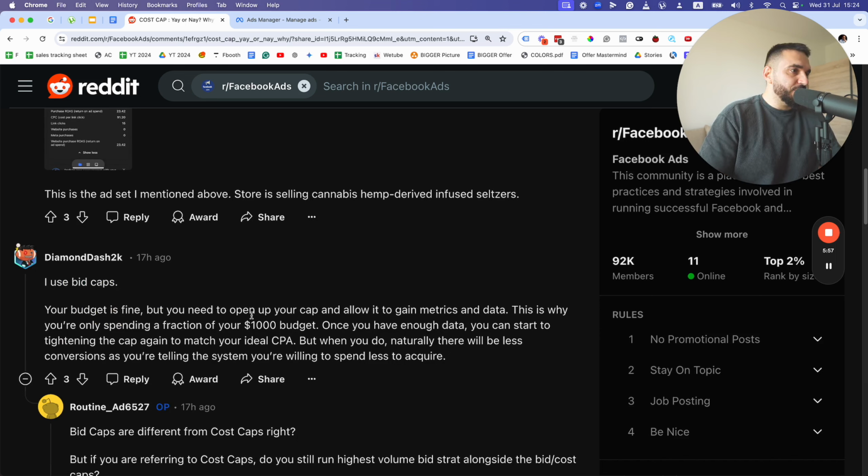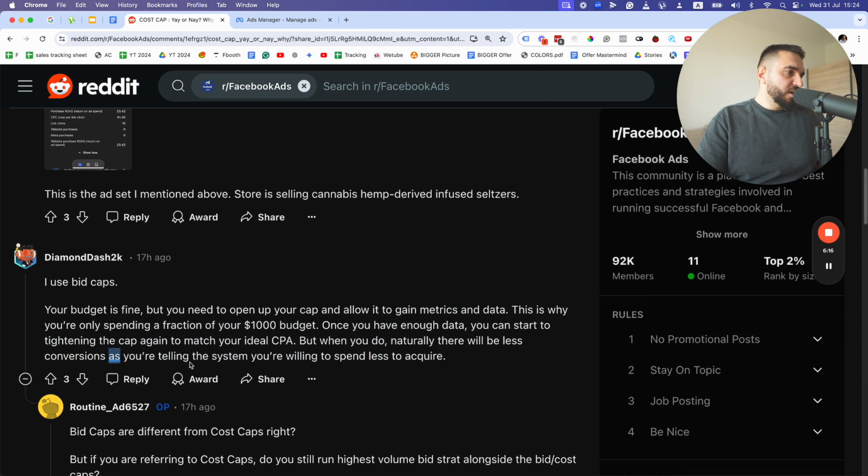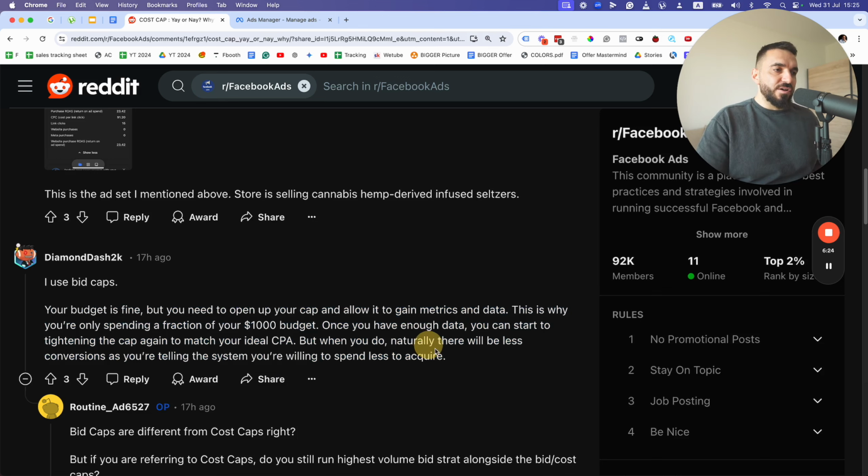Your budget is fine, but you need to open up your bid cap and allow it to gain metrics and data. This is why you're only spending a fraction of your 1,000 budget. Once you have enough data, you can start to tighten the bid cap again to match your ideal CPA. But when you do, naturally there will be fewer conversions as you're telling the system we're willing to spend less to acquire. So for you, if you're on a tight budget, cost cap makes a lot of sense.